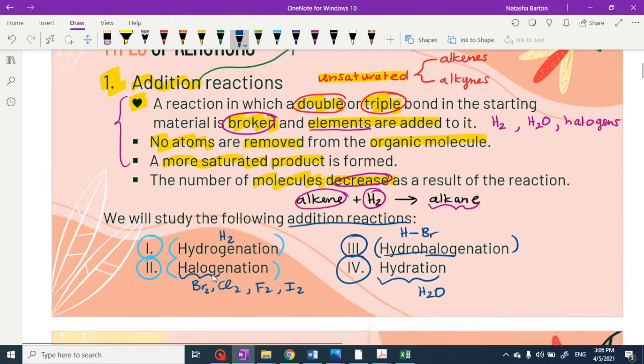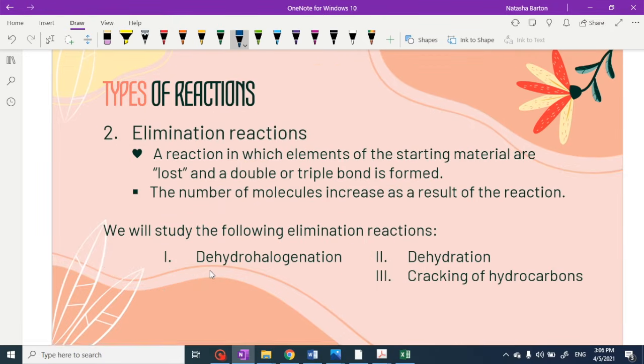Now the second type of reaction we're going to be studying is called an elimination reaction. By definition, an elimination reaction is a reaction in which elements of the starting material are lost and a double or triple bond is going to be formed. Notice here that we are now doing the opposite of an addition reaction.